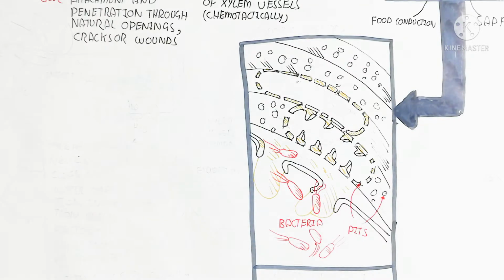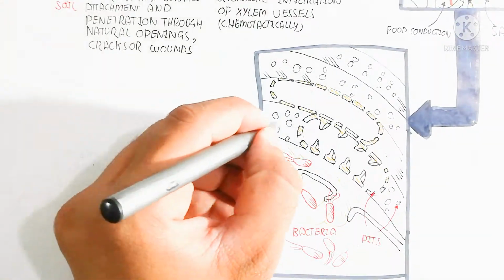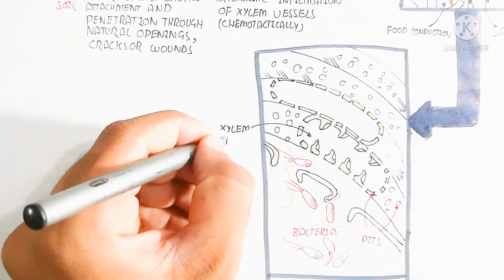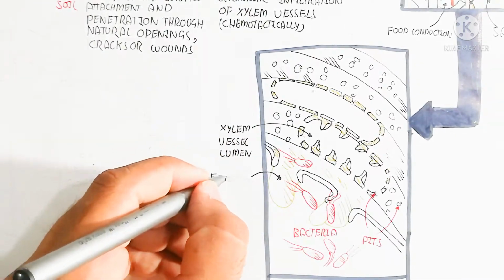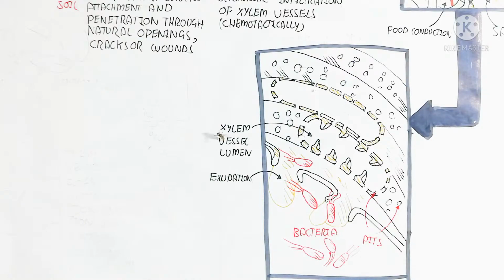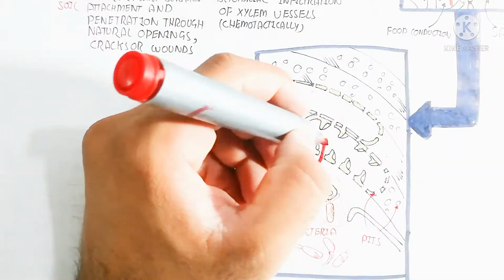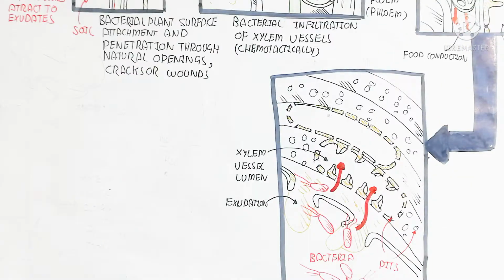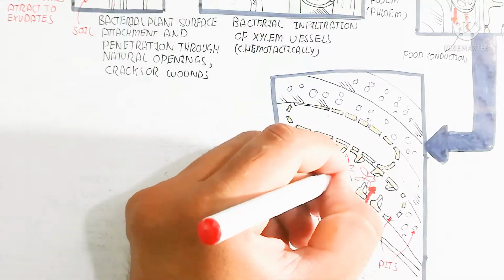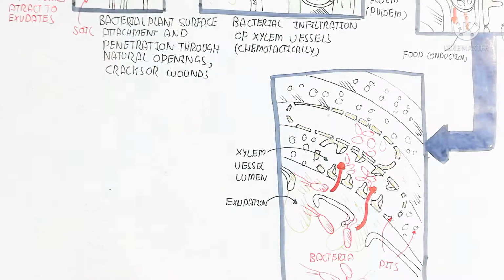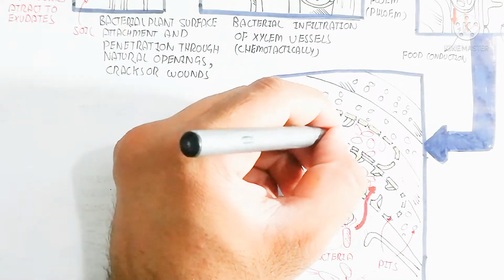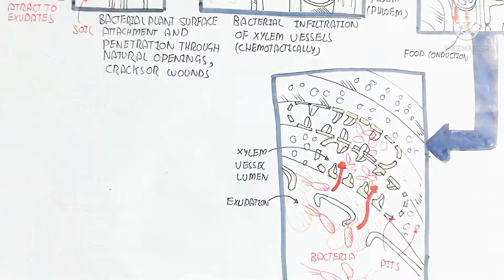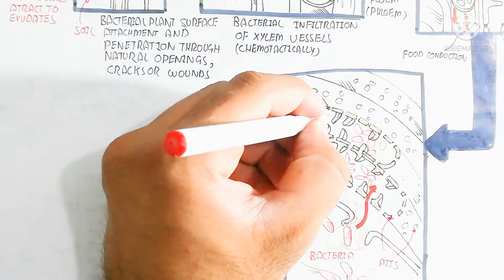Here you can see this is a xylem vessel containing a lumen, and in this way the bacteria move inward into the xylem lumen. After that, the xylem vessel lumen resists water conduction due to bacterial growth, and in this way clogging occurs.